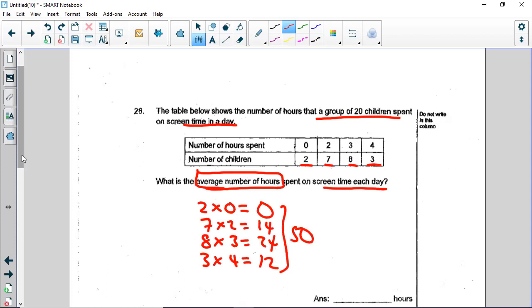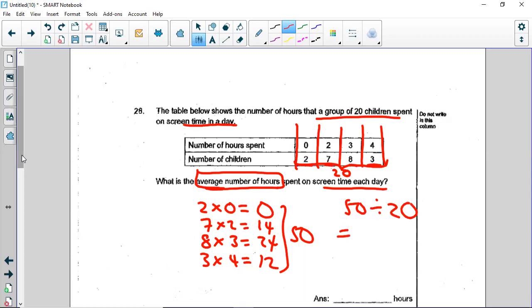And then some of you can take 50 and divide by 4 because you saw 4 columns, right? Is it divided by 4? No, you take 50, the total hours, divide by the total number of children, which is how many? So you have to add all the children together. 2 plus 7, 9, 9 plus 8, 17, 17 plus 3, 20. So 50 divided by 20.